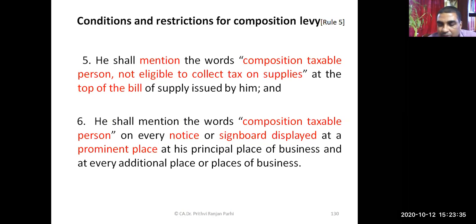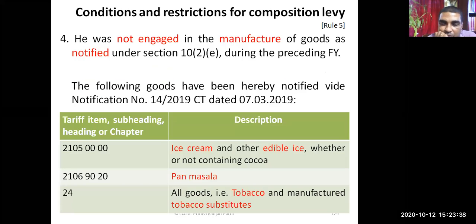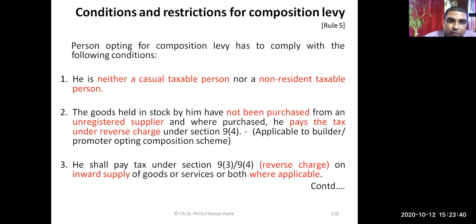Sir, can you explain point number 2 once again? Point number two, yes. You see, what we are learning is the composition scheme. We have learned, first of all, we covered the section, what the section says. After that we analyzed that section. Now there are certain conditions. The conditions are prescribed in the rule. So rule 5 prescribes that a composition dealer has to follow certain conditions. First condition is that he should not be a casual taxable person or non-resident taxable person. This is as per the rule.